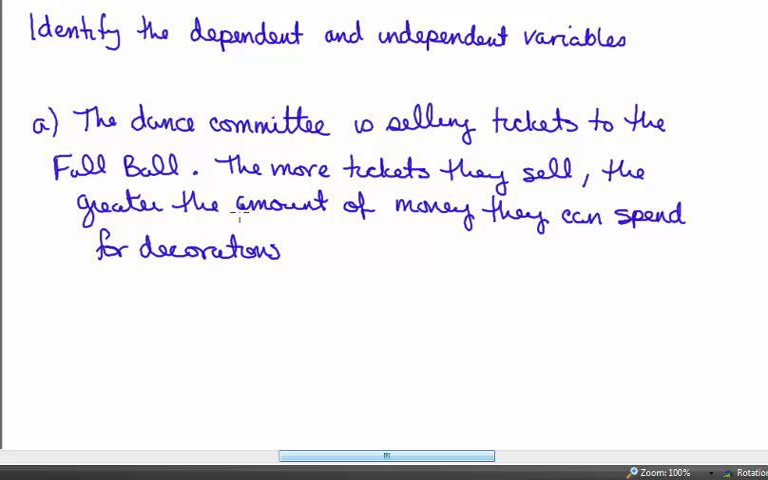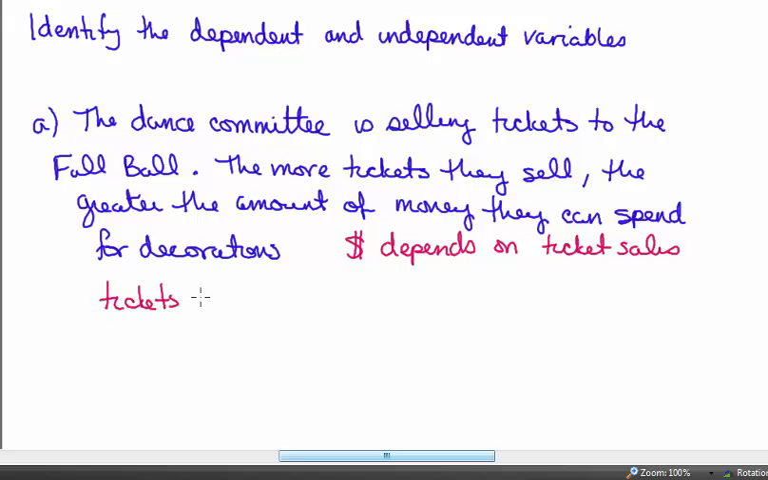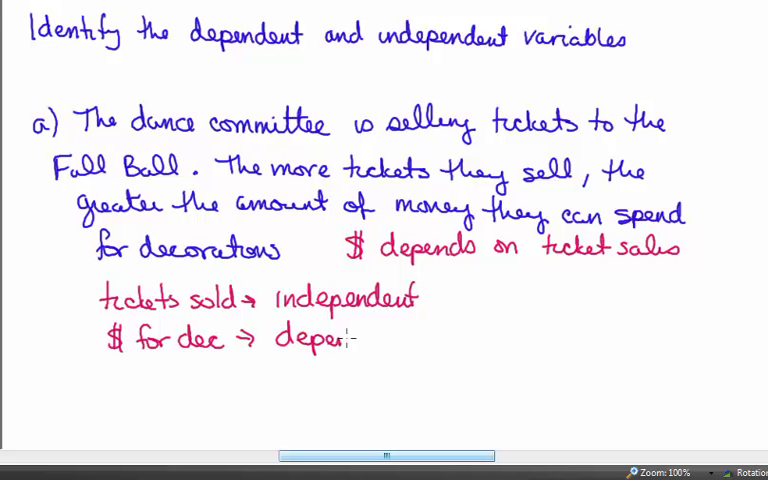Well, the money they can spend on decorations depends on how much money they have, which is the more tickets they sell. So money depends on ticket sales. So tickets sold is the independent variable, and money for decorations is the dependent variable.